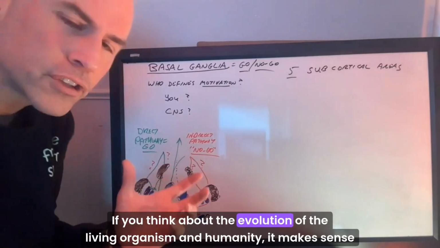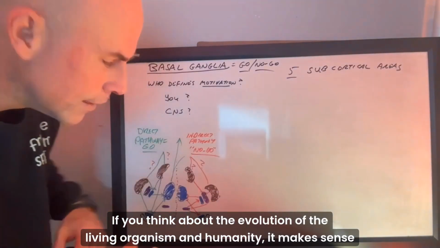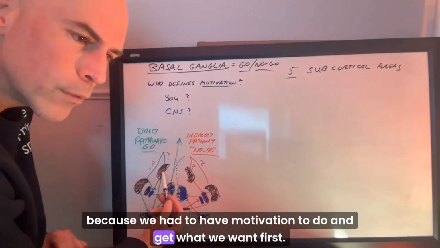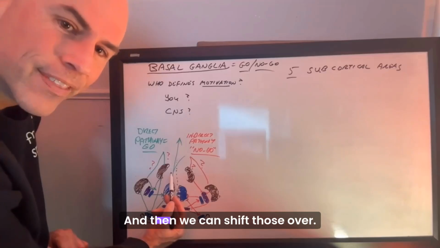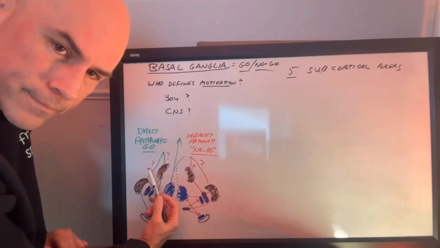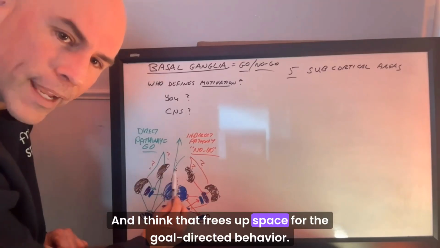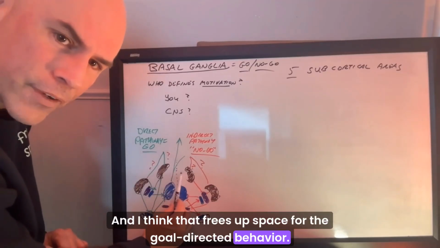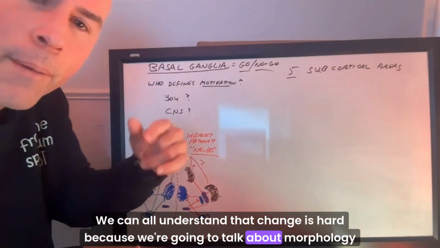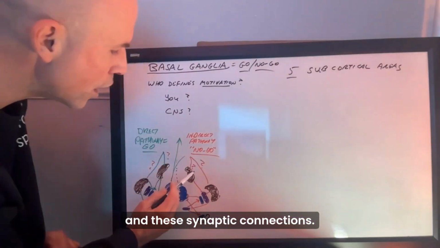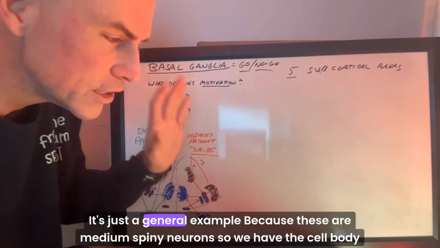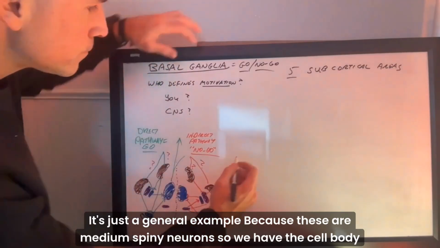And if you think about the evolution of the living organism and humanity, it makes sense because we had to have motivation to do and get what we want first. And then we can shift those over. And I think that frees up space for the goal-directed behavior. We can all understand that change is hard because we're going to talk about morphology and these synaptic connections. So let's just extract a single cell. I'm just picking one. It's just a general example.